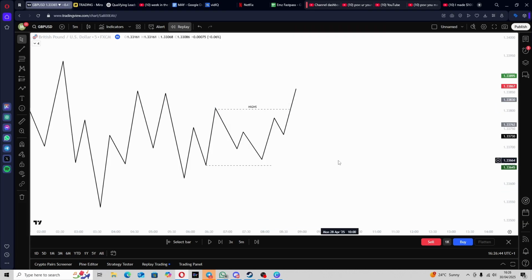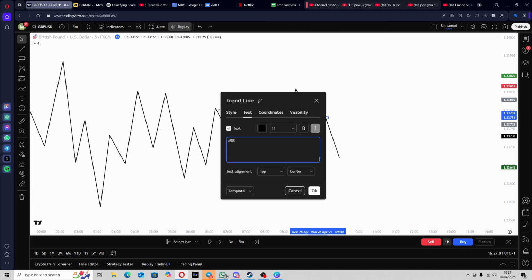And once it does take out the highs, what we need to do from here on out becomes very, very crucial. All we're looking for is the breakage of structure, right? The breakage of structure, the market structure shift towards the downside. So we're looking for a movement like this, where it actually breaks on itself, it gives us a fractional low, and then it gives us the market structure shift with it. So this will be our MSS.